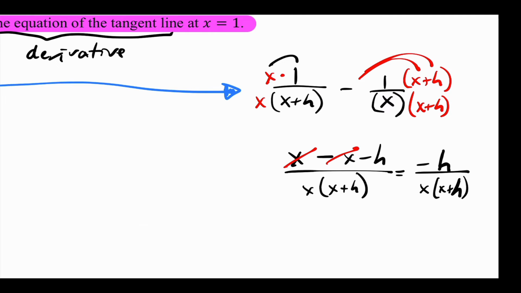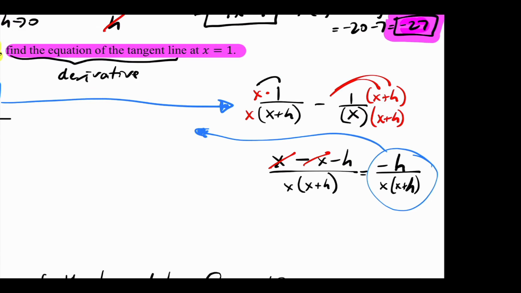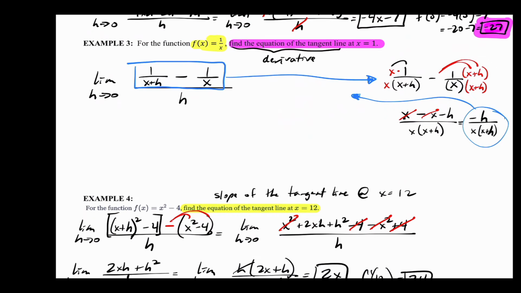Okay, that I'm going to go put back where the other one came from. So let me rewrite it. I have the limit as h approaches 0 of that, over h.